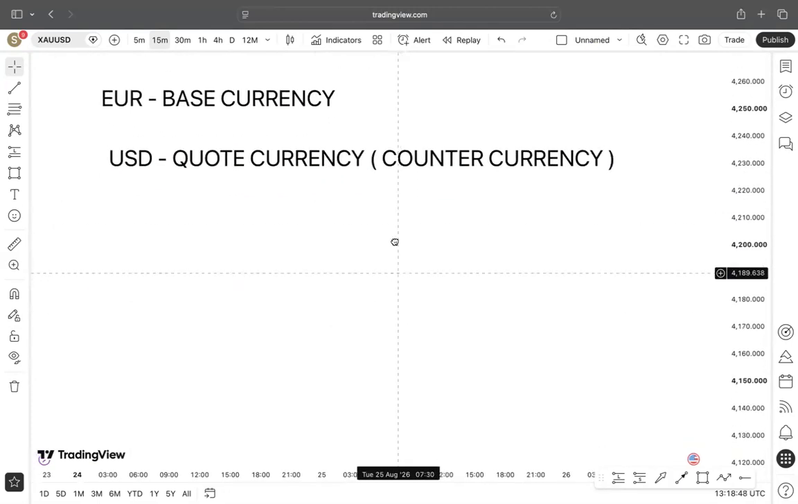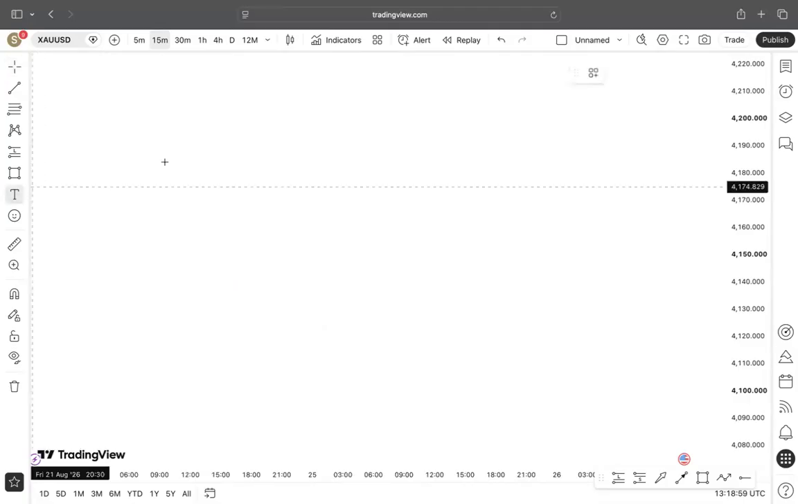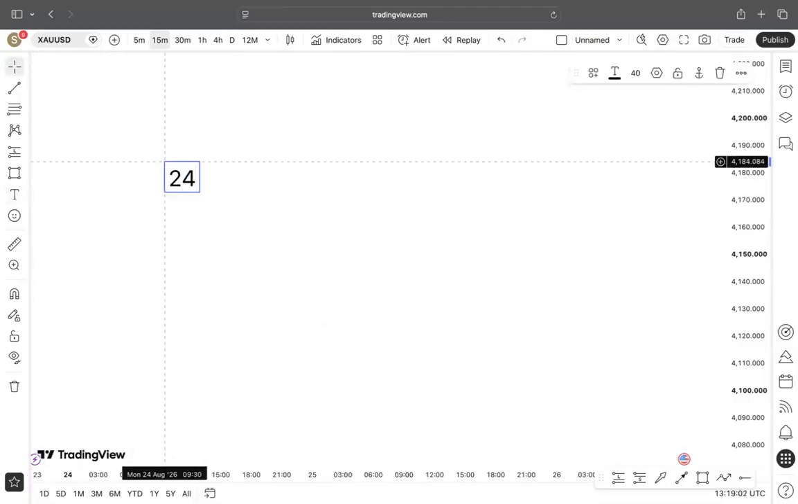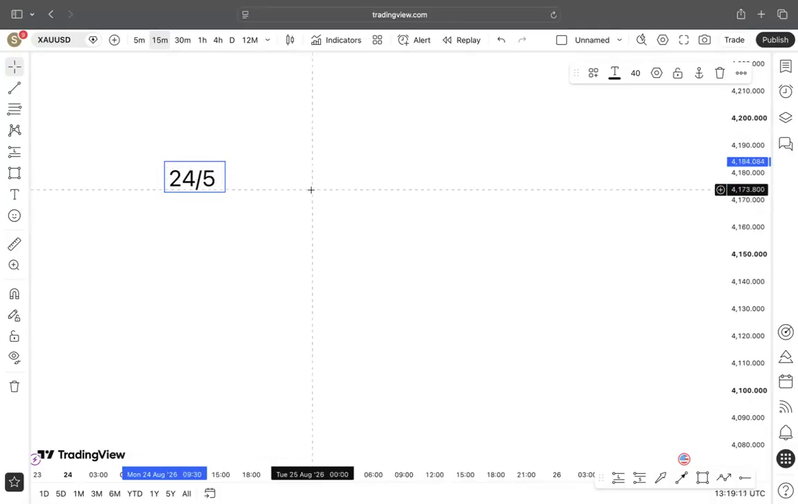Now, the forex market operates 24 hours a day, but 5 days in a week. So it's not 24/7, it's 24/5. We can call it like this. 24/5 means it operates 24 hours a day, but 5 days in a week, from Monday to Friday. And this allows traders to buy and sell currencies during different periods of the day.